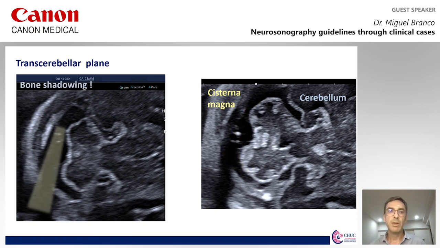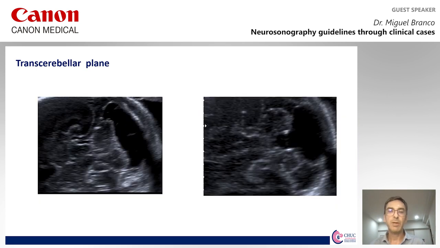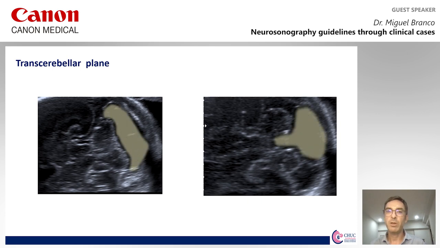Sometimes we can have an overestimated cisterna magna because of the bone shadowing. We can see here the interruption of the distal bone. If we tilt the probe a little bit, we will obtain a clear view of the cisterna magna. If we have an enlarged cisterna magna, like in these situations, that should prompt a complete multiplanar evaluation.